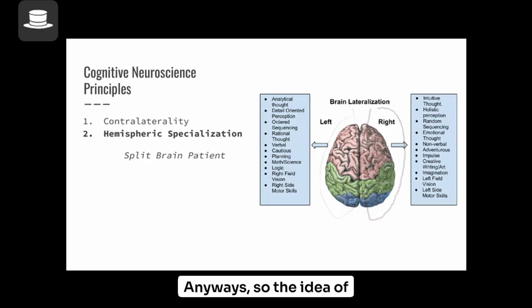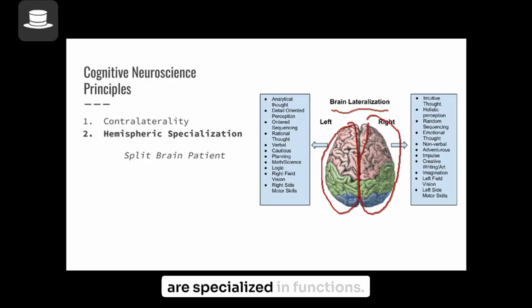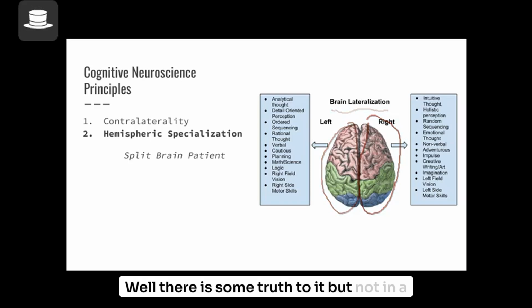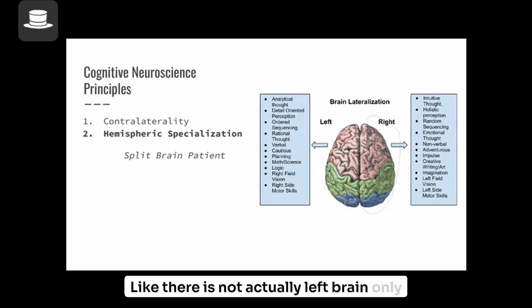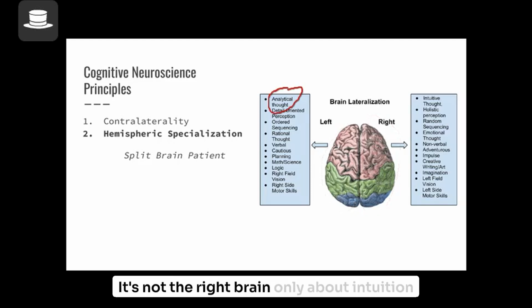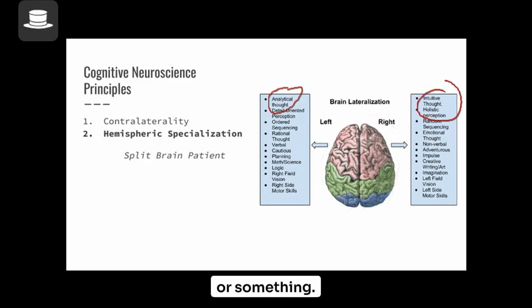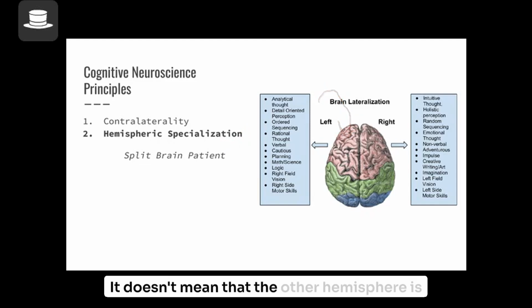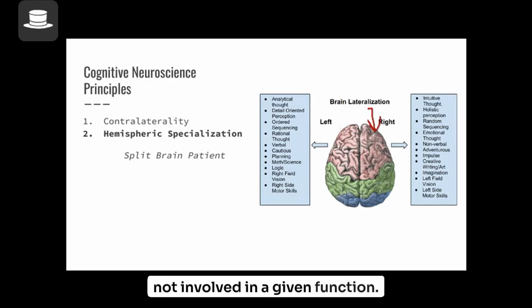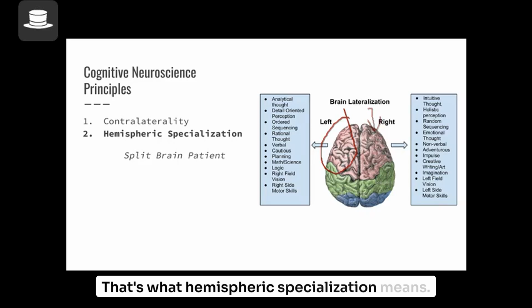Anyways, the idea of hemispheric specialization, also called brain lateralization, is that the hemispheres are specialized in functions. You might have heard that the left brain is analytical, the right brain is intuitive, and things like those. Well, there is some truth to it, but not in the sense that is used in colloquial terms. It's not that the left brain is only about analytical thinking, or the right brain only about intuition. Hemispheric specialization doesn't mean that the other hemisphere is not involved in a given function. It's just that one specific hemisphere is more involved than the other. That's what hemispheric specialization means.